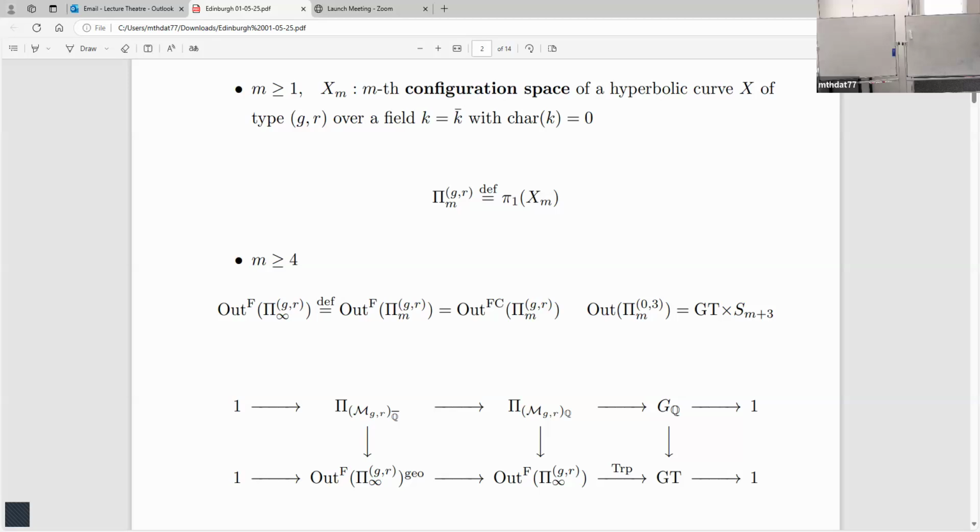Because this is what I said. When m is bigger or equal to 4, there are various natural maps from out F of m plus 1 to out F of m, etc. And they are just isomorphic. You mean canonically isomorphic? Yeah.